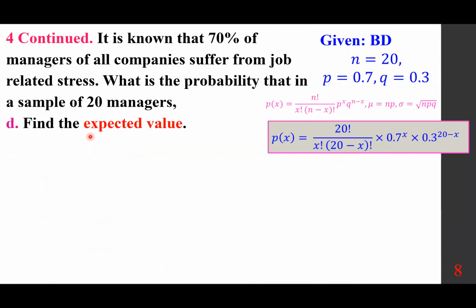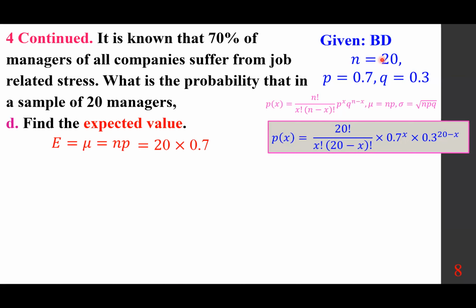Find the expected value. We are still working on the same question. We continue with the next part, asking for the expected value, and we recall that mu is NP. Again, it's a binomial distribution with all the information that we found in previous pages. E or mu is N times P. Multiply these two numbers and you get 14.